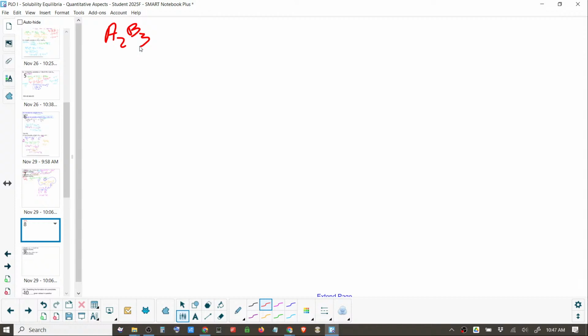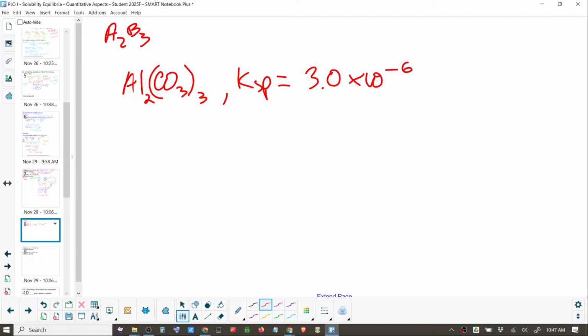So if I gave you aluminum carbonate, I'm going to just make up this number. Let's make it something easy: 3.0 times 10 to the minus 6. Pick any partner you like and just work this out from first principles like that AB problem. You'll never get a question like this, but if you can do it, you will be fine in all the questions.